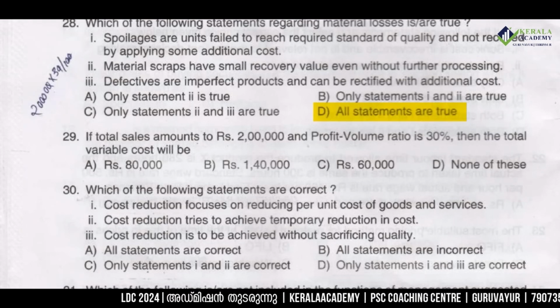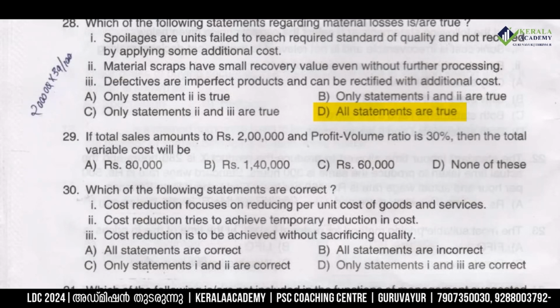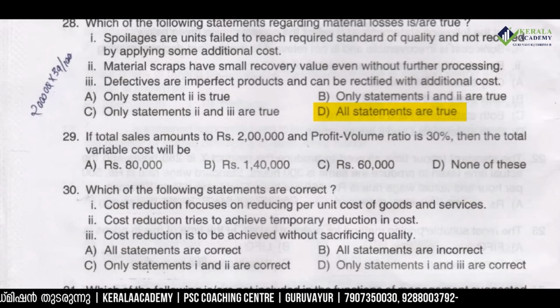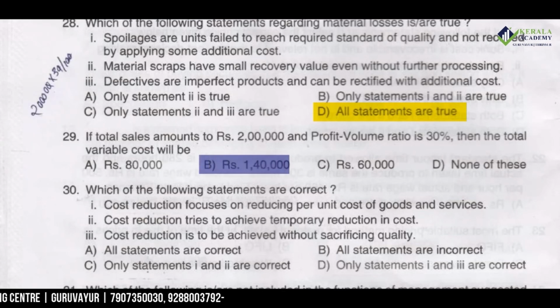If total sales amounts to rupees 2 lakh and profit volume ratio is 30%, then the total variable cost will be 80,000, 1,40,000, 60,000, none of this. Correct answer option B, rupees 1,40,000.